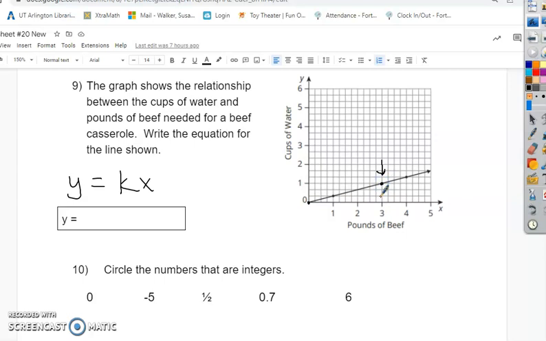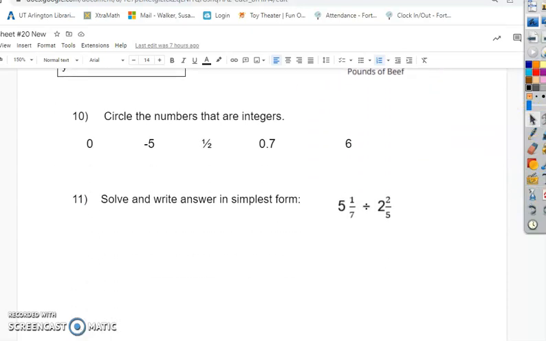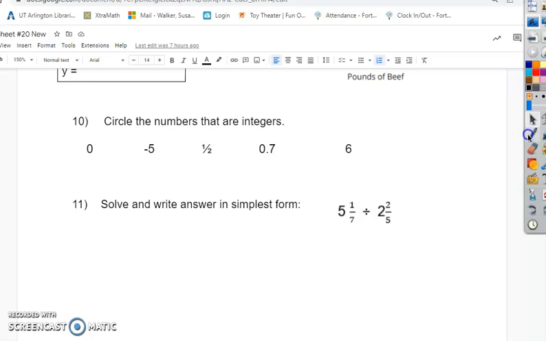You can do an XY table. You can do a slope triangle. However you want to do it, okay? That's on you. Okay, guys, please, I hope we are getting better at this. Circle the numbers that are integers. That means cross out decimals and fractions. Everything else will be an integer, okay?